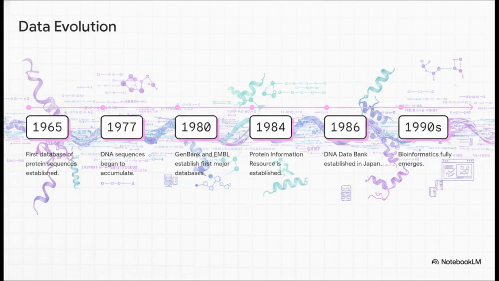We're talking GenBank at NCBI and the EMBL in 1980, the Protein Information Resource in 84, and the DNA Databank of Japan in 86. Managing all this rapidly accumulating sequence data urgently required new software, which fully birthed bioinformatics as a specialized field by the mid-1990s.